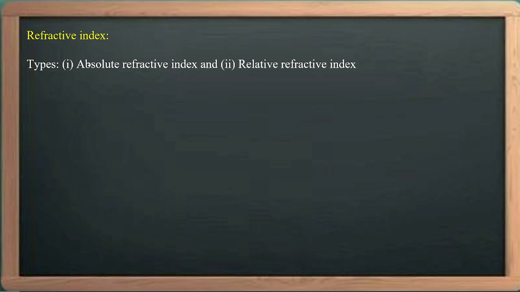Then we have the formula for the absolute refractive index and relative refractive index. So the absolute refractive index is given by c by v, where c is called speed of light. That is 3 into 10 to the power 8 meter per second, and v is the velocity of light in a given medium.